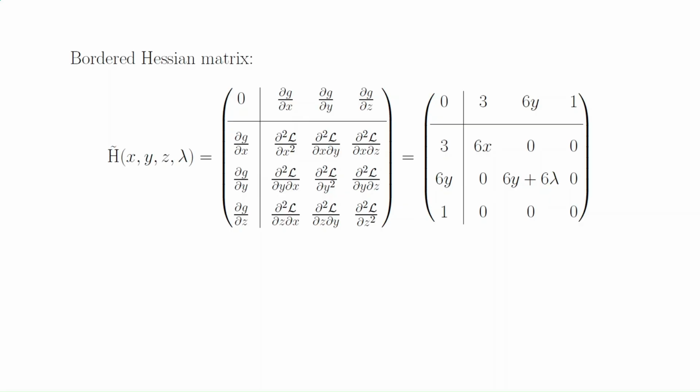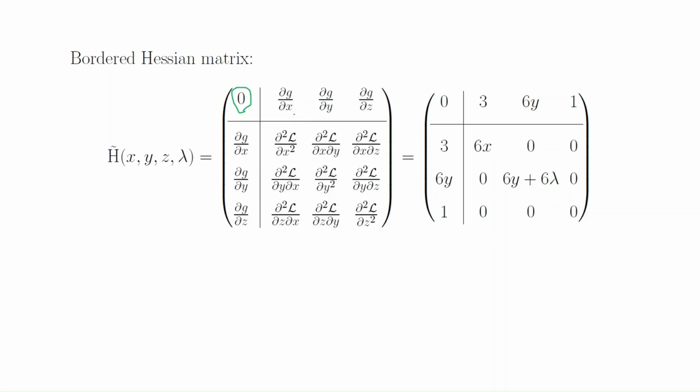Now, it's time to build the bordered Hessian matrix that we will use to classify the 4 critical points. There are 3 original variables plus 1 Lagrange multiplier, so the bordered Hessian will be a 4 by 4 matrix. Since there is only one constraint, the block of zeros at the top left is just a single 0.